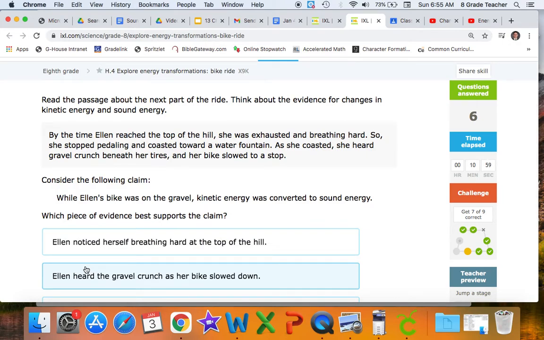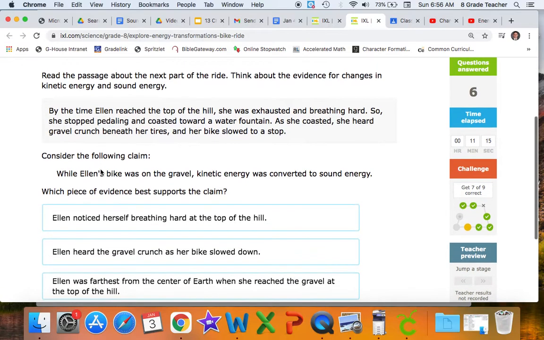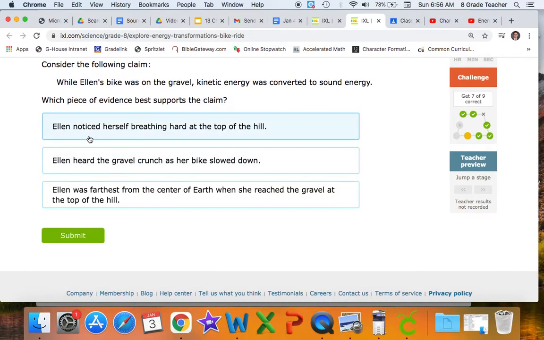By the time Ellen reached the top of the hill, she was exhausted and breathing hard, so she stopped pedaling and coasted toward a water fountain. As she coasted, she heard gravel crunch beneath her tires, and the bike slowed to a stop. Consider the following claim. While Ellen's bike was on the gravel, kinetic energy was converted to sound energy. Which piece of evidence best supports the claim? Ellen noticed herself breathing hard at the top of the hill. She heard the gravel crunch as her bike slowed, or Ellen was farther from the center of Earth when she reached the top of the hill.